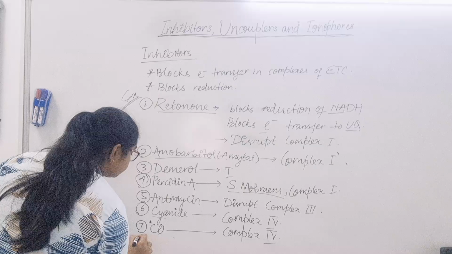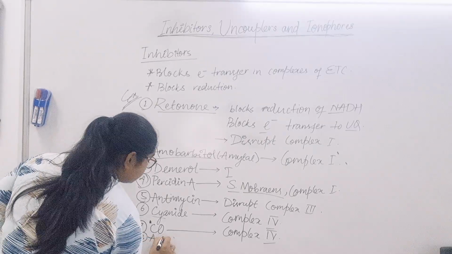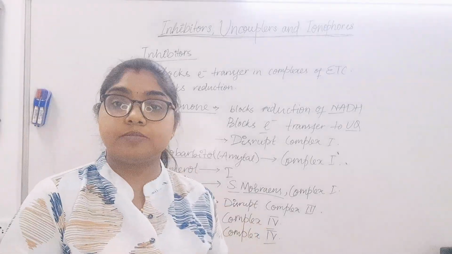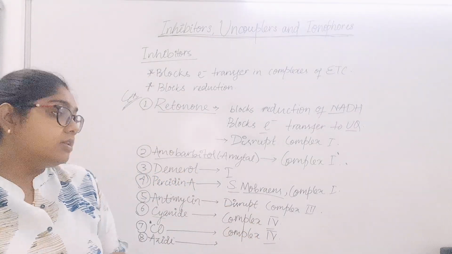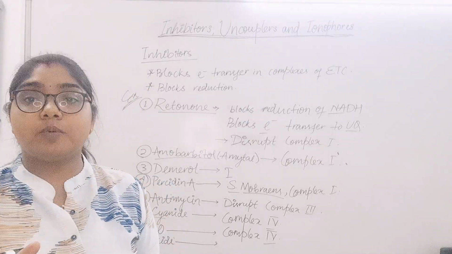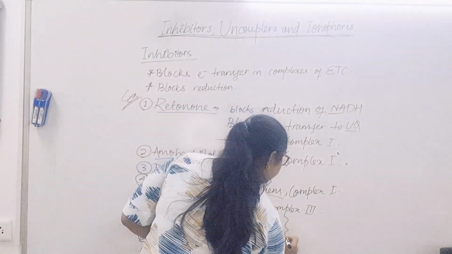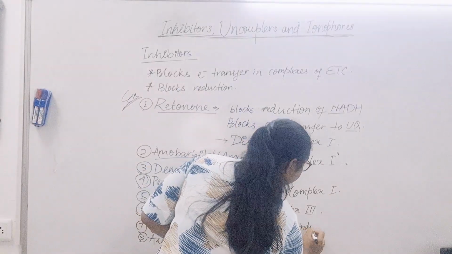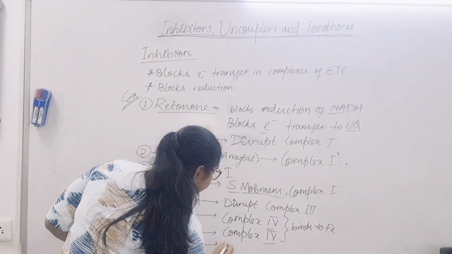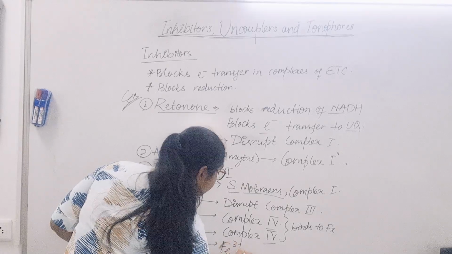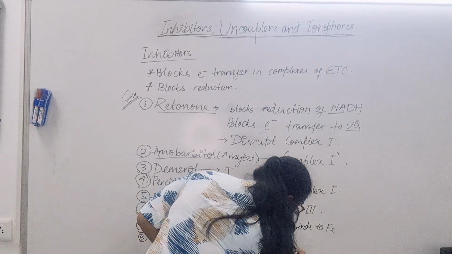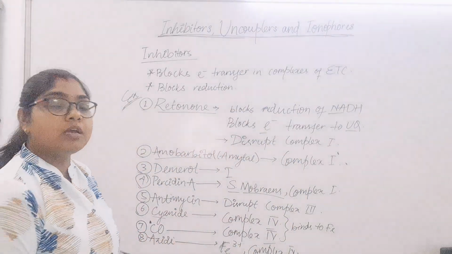Now the next one is azide. It is also a respiratory inhibitor that inhibits the electron transfer from cytochrome oxidase to the oxygen molecule. Azide also binds to the iron, but here it binds to the ferric form of the iron molecule, and it also affects complex 4.